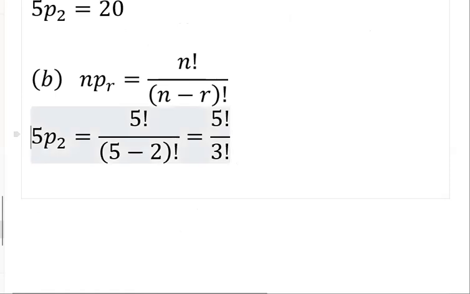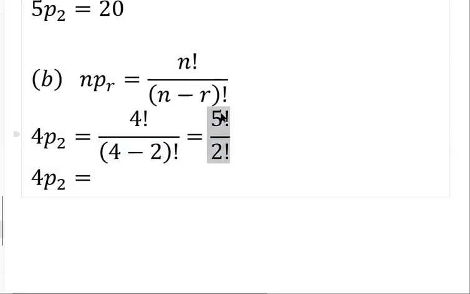4 permutation 2. By so doing, we have 4 factorial here, and here we have 4 minus 2 factorial. And 4 minus 2 naturally gives us 2. So having done that, 4 permutation 2 will now be 4 factorial over 2 factorial.